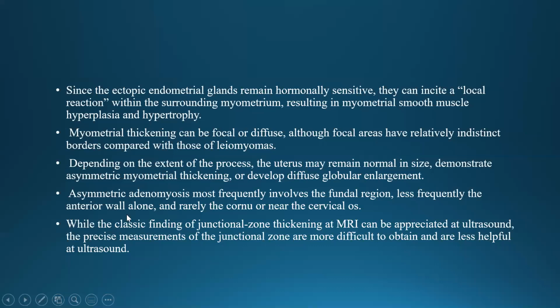So if we find an asymmetric adenomyosis, this most frequently involves the fundal region. That's very important because some of my colleagues will see other parts of the uterus first. No, first of all, you need to comment on the asymmetric adenomyosis in the fundus, less frequently in the anterior wall, and rarely in the cornua near the cervical os. These are the rare sites.